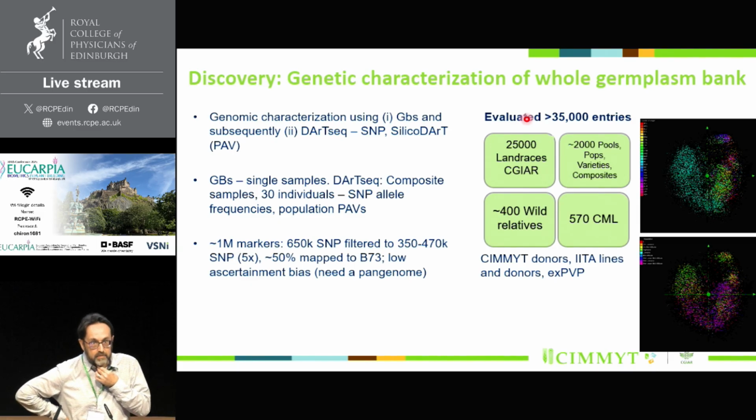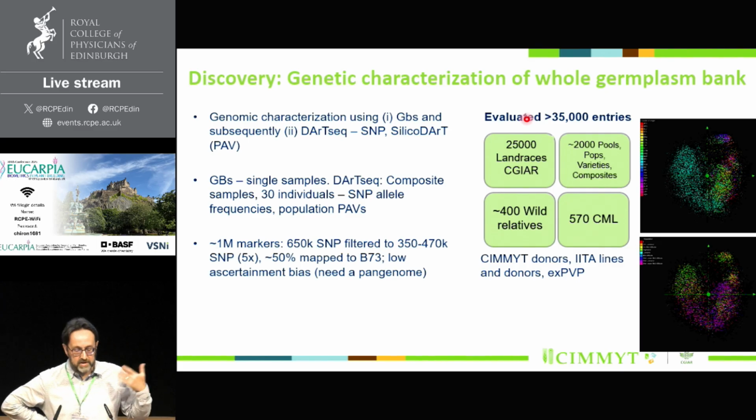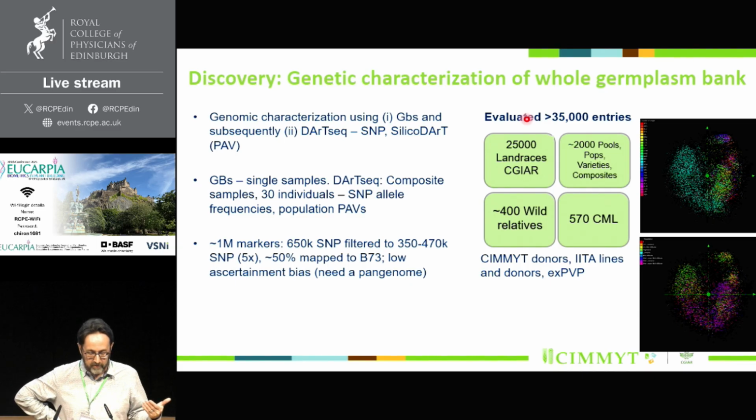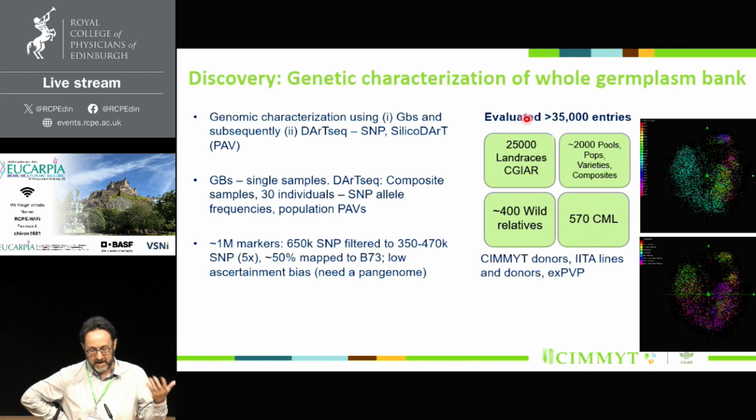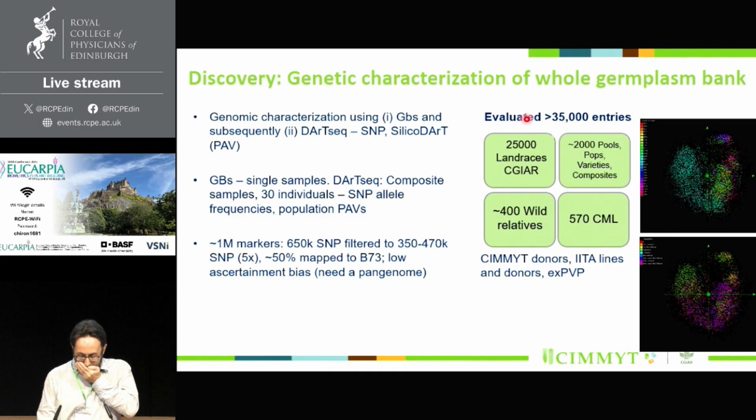And for the GBS data, we collected single samples from landraces, and you'll see why in the subsequent slides. For the DArTseq, which we've done more recently, we made composite samples. So we're really sampling a landrace properly by sampling 30 random individuals and getting SNP allele frequencies from within landraces. So we can see if a landrace is heterozygous or homozygous at every SNP. Excuse the cough.